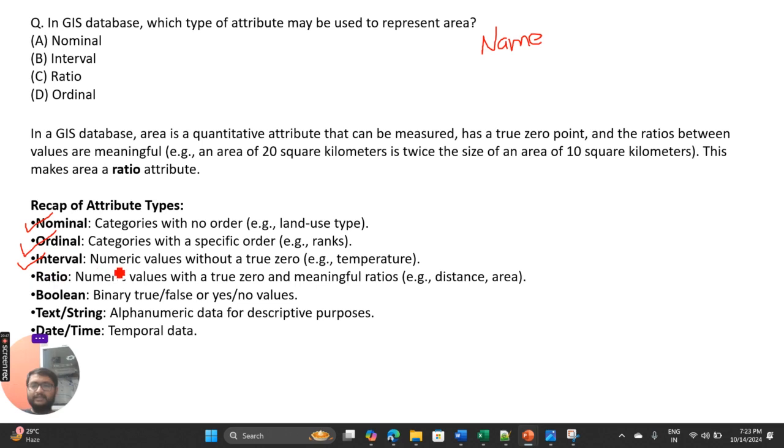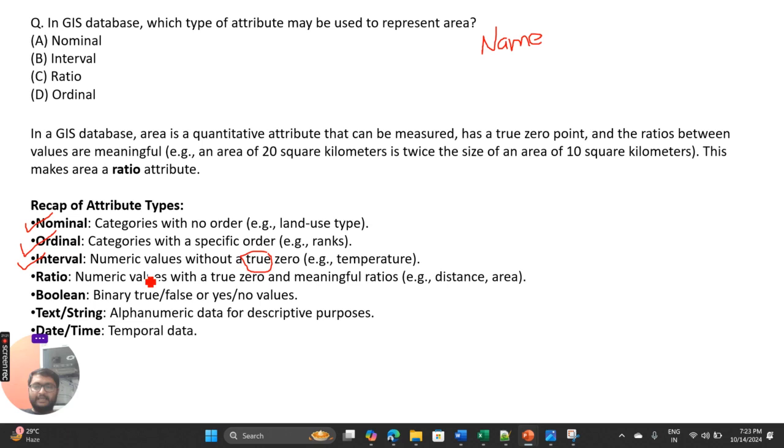Then ratio is a numerical value with a true zero and meaningful ratios. They have true zeros. True zero means we cannot represent lines or polygons as zero; in GIS terms, that is considered a true zero. Here, zero means temperature might be zero, or elevation can be zero. But the word true zero is something different from just the symbol zero.